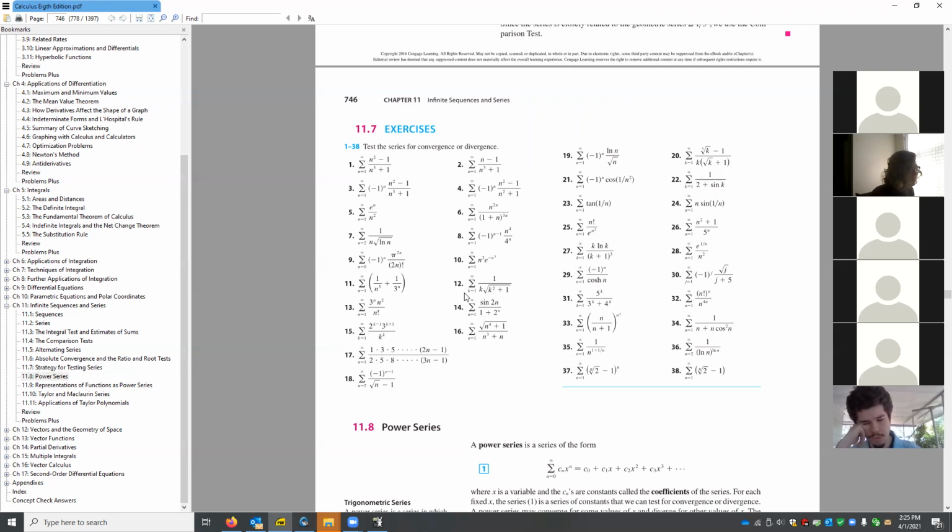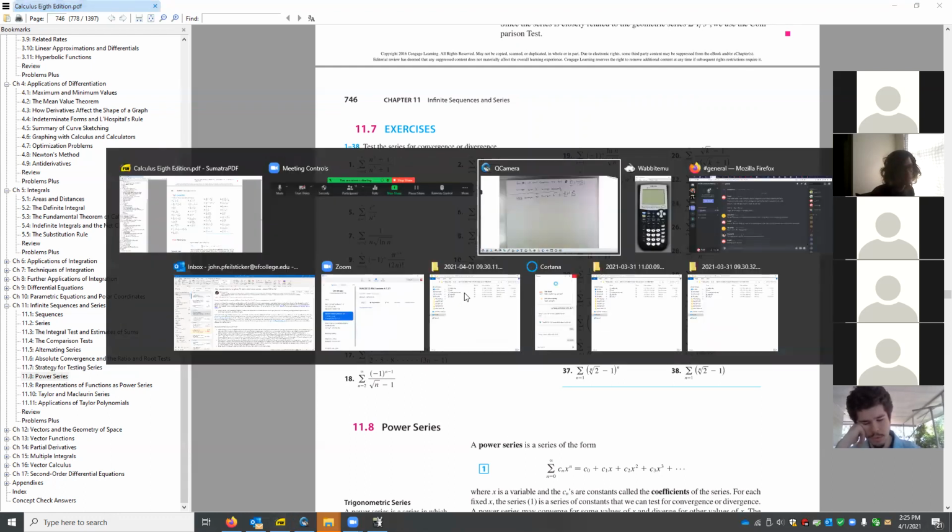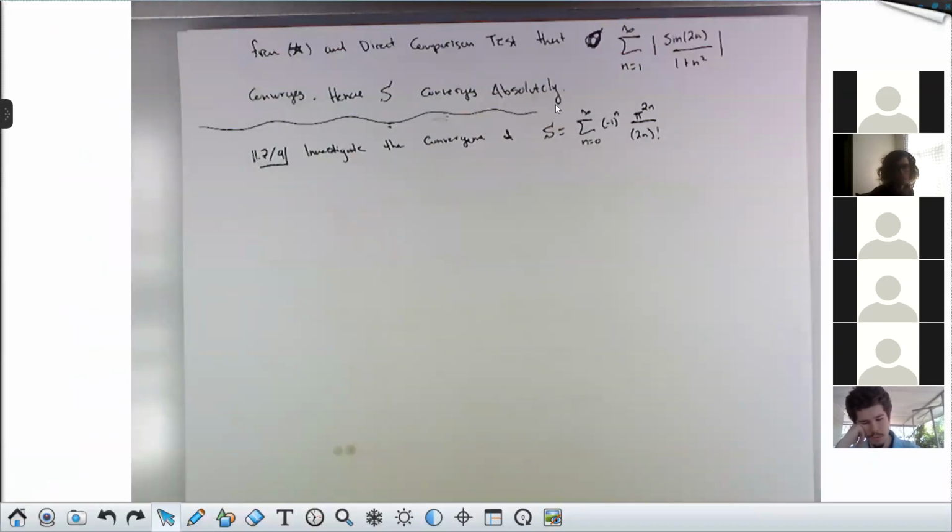Still no other recommendations. All right. Well, let's take a look at this. So we want to investigate the convergence of the series sum from n equals 0 to infinity of (-1)^n times pi^(2n) over (2n) factorial. Thoughts? Where does this live in our algorithm?